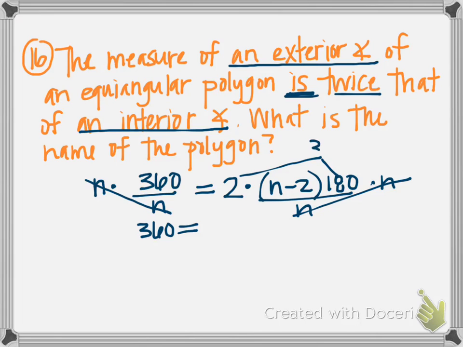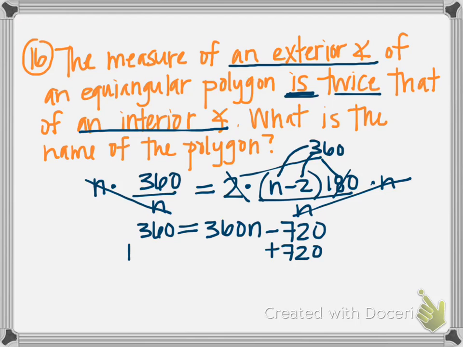2 times 180 is 360. So what I'm going to do instead is just distribute the 360 to the n and to the negative 2. 360 times n is 360n. 360 times negative 2 is going to be negative 720. So here's our equation simplified. I'm going to move my constants to the left because my n's are on the right. So I'm going to add 720 to both sides. I'm going to get 1080 on the left equals 360n on the right.